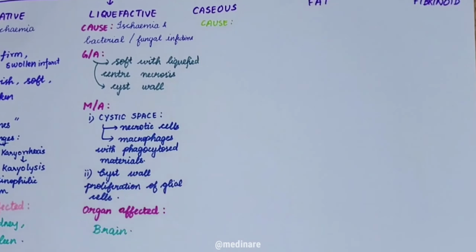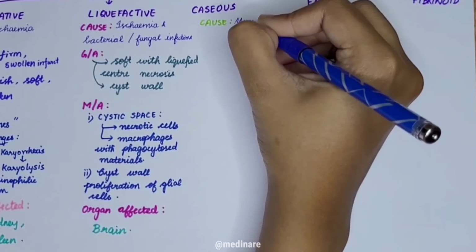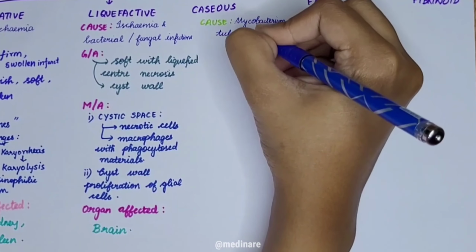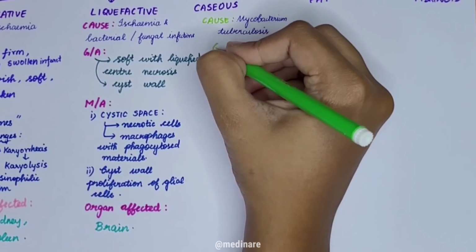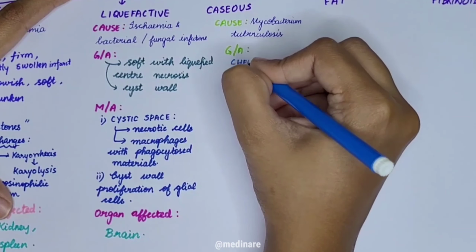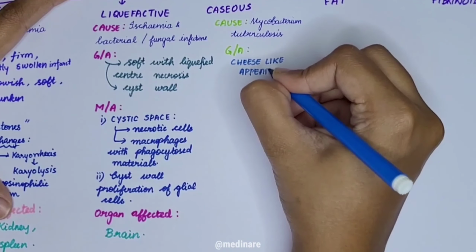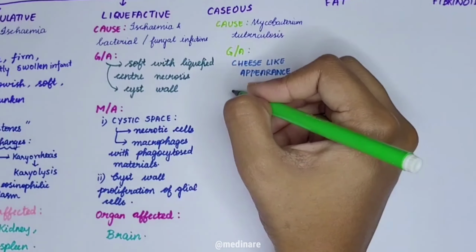Now let's talk about caseous necrosis. The most common cause for caseous necrosis is Mycobacterium tuberculosis bacteria, so it is most commonly seen in patients with tuberculosis. It has a gross appearance of dry cheese, which looks soft, granular, and yellowish. That's why we call this a cheese-like appearance.